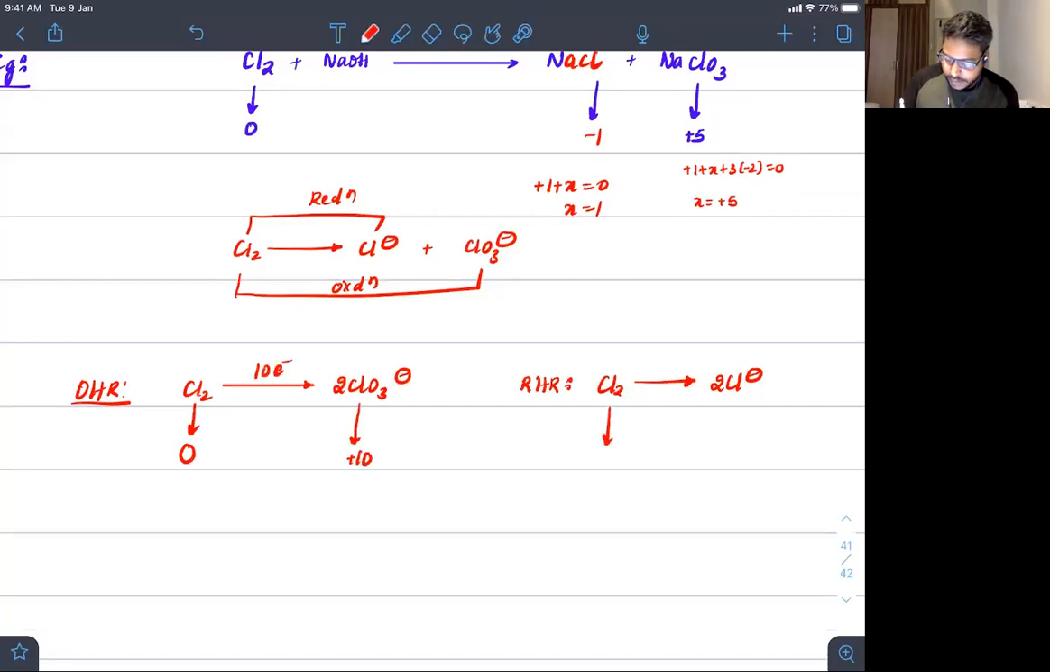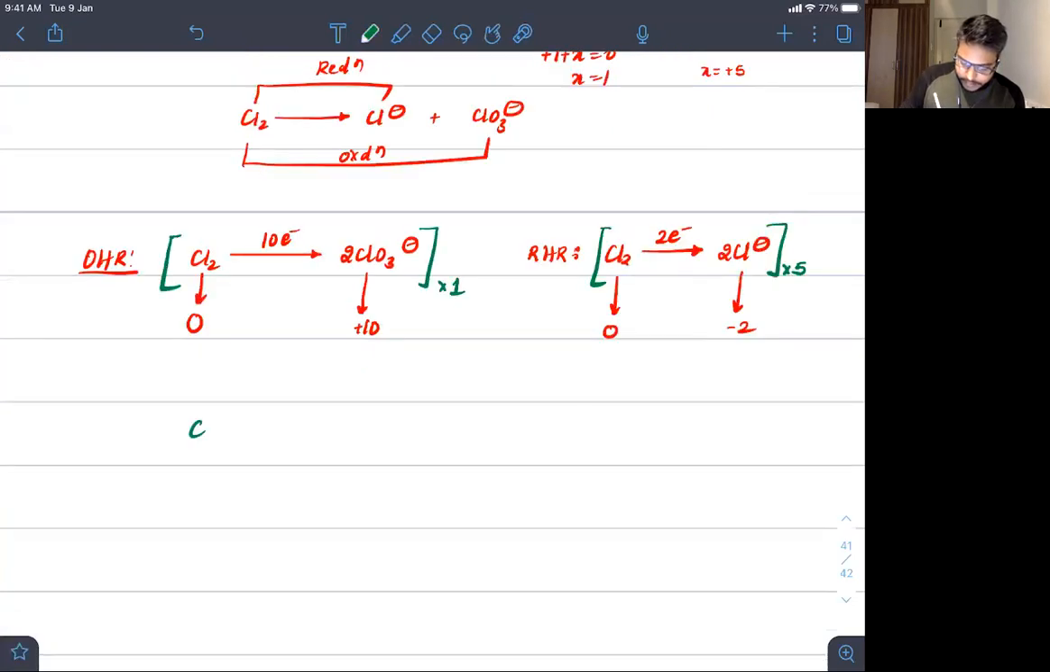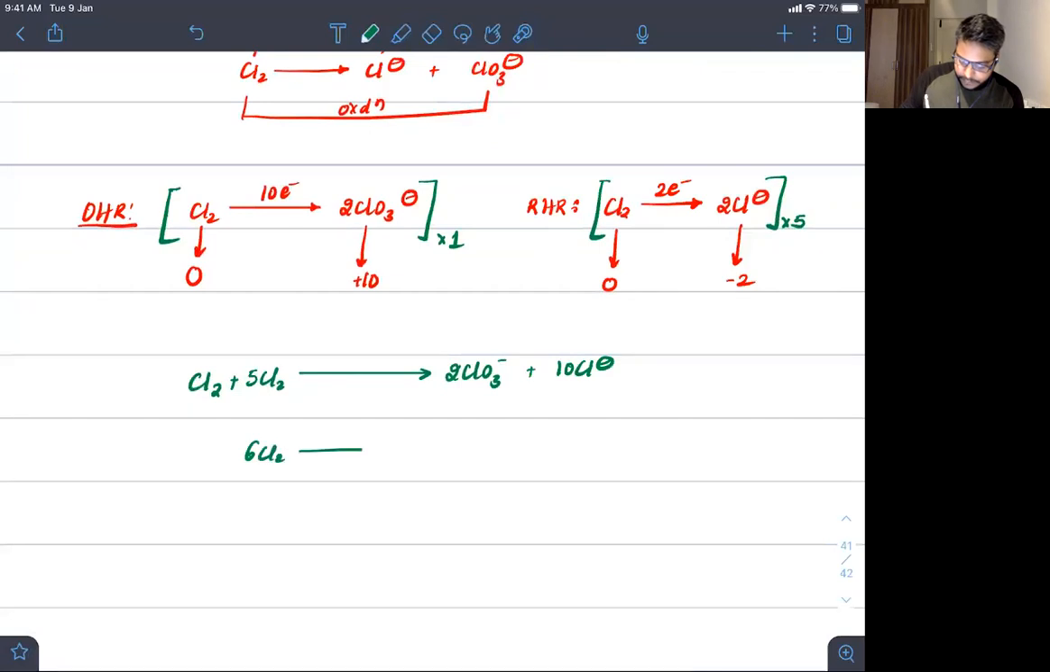So for 2 chlorines it is 0. For 2 chlorines it is minus 2. So 2 electrons are exchanged. So if you counterbalance that, we have to multiply this with 1, and we have to multiply here with 5. Now on adding, we will get Cl2 plus 5Cl2 giving us 2ClO3 minus plus 10Cl minus. So here it is going to be 6Cl2 becoming 2ClO3 minus plus 10Cl minus.